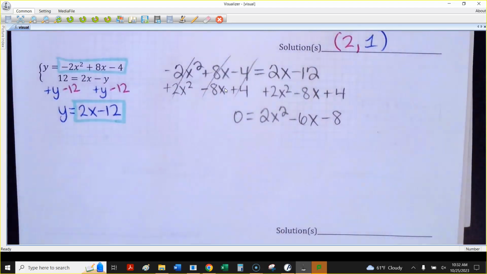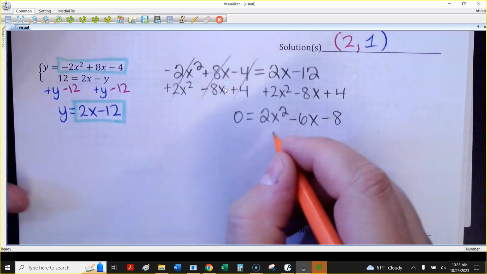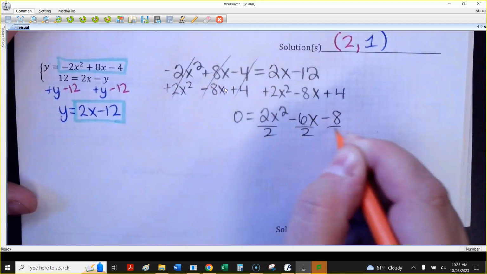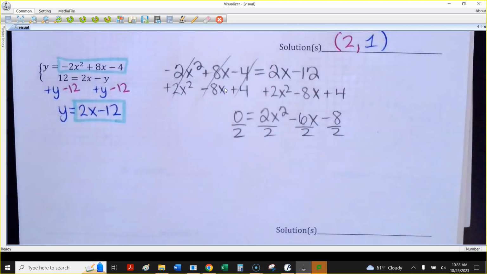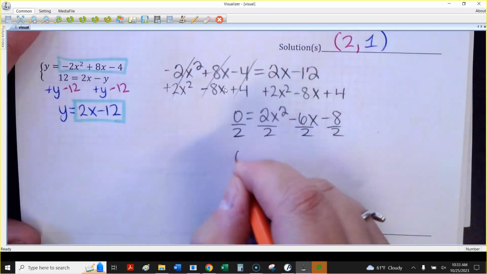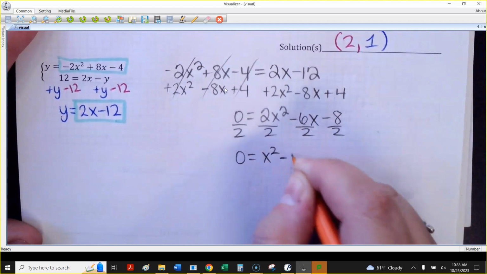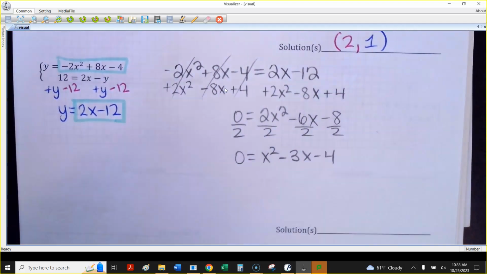All right, now, what do you all notice about all the terms in this? Lovely, divide by 2. Okay, so let's just get rid of it. Then we're just working with smaller numbers. Makes it so much easier. Get rid of it, everybody, including the 0. 0 divided by a number is 0. So we get x squared minus 3x minus 4.